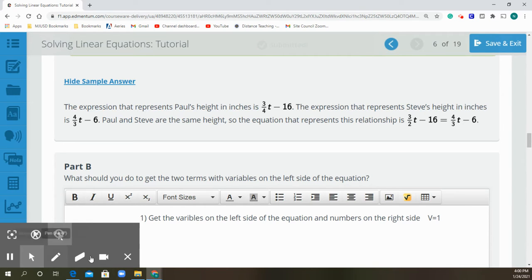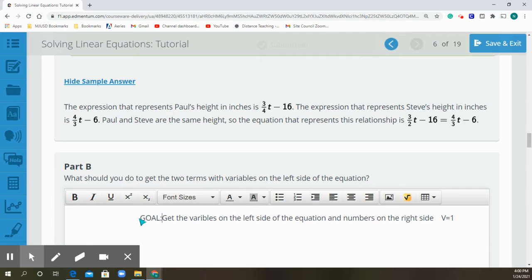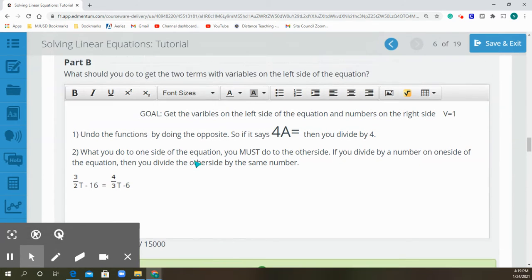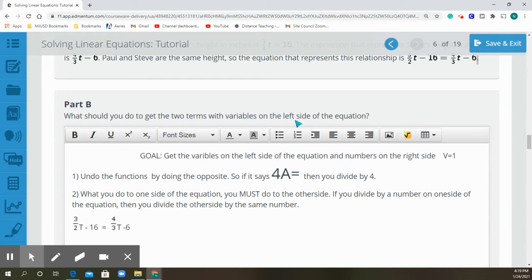So the first rule of getting the variable on the left side of the equation and numbers on the right, that's the goal. So what should you do to get two terms with variables on the left side of the equation? The goal is to get the variables on the left side of the equation and the numbers on the right. So v for variable on the left and whatever numbers on the right. You do that by following these two simple rules. Undo the functions by doing the opposite. So if it says 4a equals, then you divide by 4. 4a means multiply by 4. We want to do the opposite function to undo it.